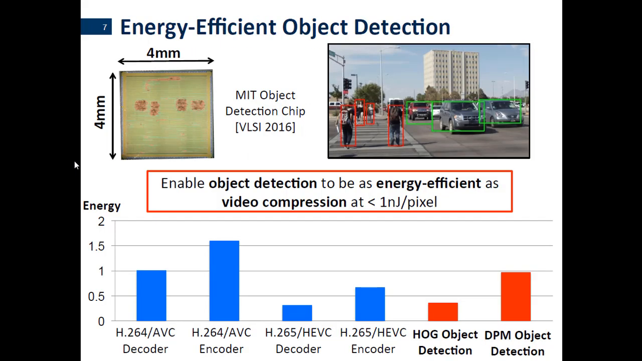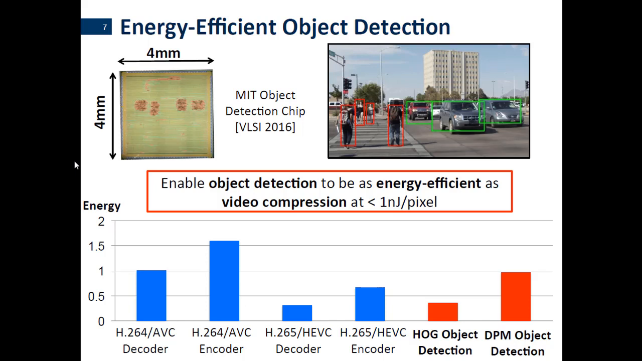In particular, we built a chip back in 2016. This was published at VLSI and does object detection. Through joint algorithm and hardware optimization, we were able to show that we could in fact do object detection at under a nanojoule per pixel. And this is actually comparable to the video compression that we talked about before.